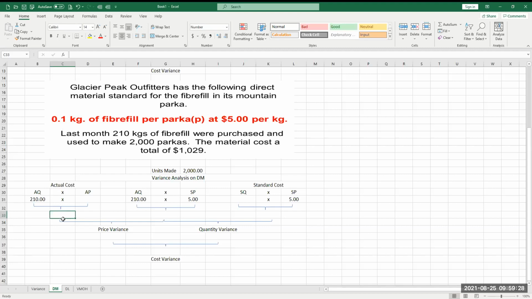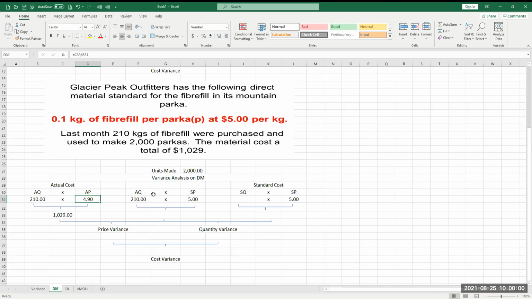1,029. So 1,029 is the actual total cost. So since I have the actual total cost and I have the actual quantity, can I calculate the actual price? What will be the formula here? Actual cost divided by the actual quantity. It's going to give you the actual price.